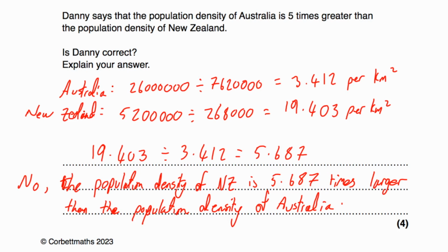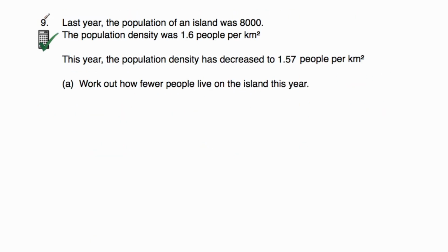So question number 9. Okay, let's have a look at question number 9. Question number 9 says, last year the population of an island was 8,000. So 8,000 people lived on an island last year, and the population density was 1.6 people per square kilometre. This year the population density has decreased to 1.57 people per square kilometre, and part A asks us to work out how many fewer people live on the island this year. So what we've got here is some information about last year, and then a bit of information about this year, and then we're asked to see how many fewer people live on the island.